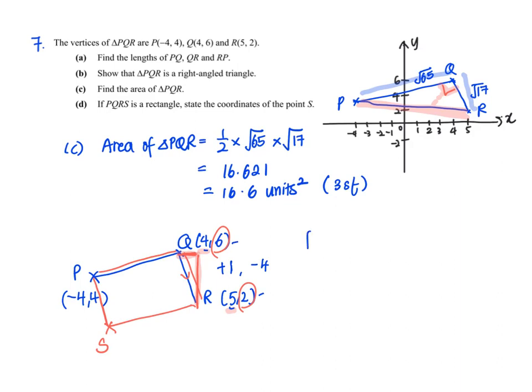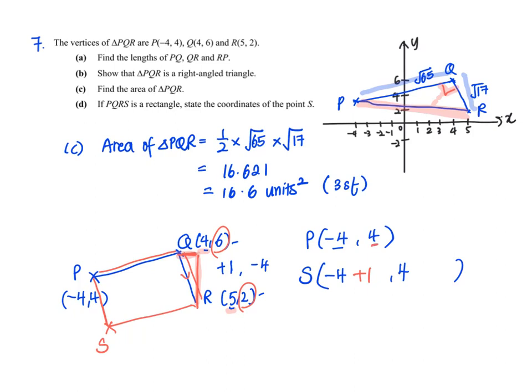So if I have the point P, P is given to me to be -4, 4. How do I get a point S? I need to take the x coordinate -4. I plus 1 to it.